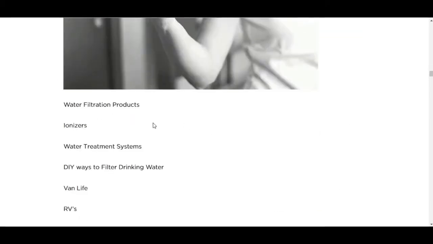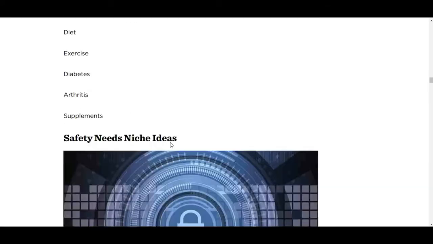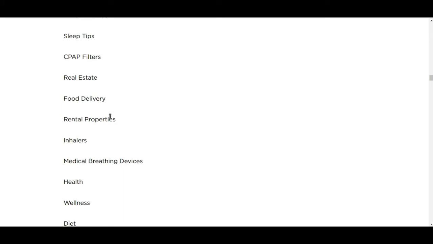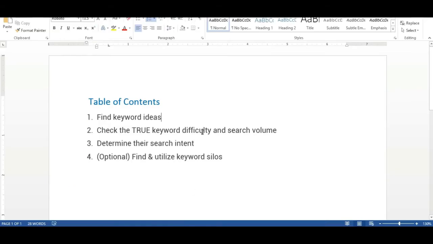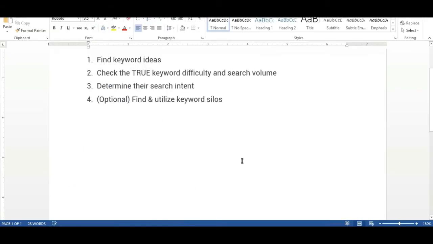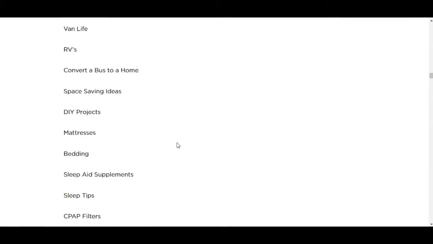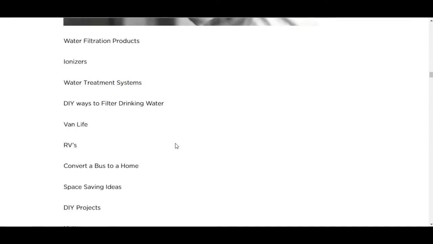So when we come to our list, we have 55 niche ideas like this, right? 55. So diet, exercise, wellness, supplements, rental properties, food delivery. Let's get these keywords into our list. Let's make some list with keyword ideas, food delivery, and I'm going to choose good keyword ideas from this list.